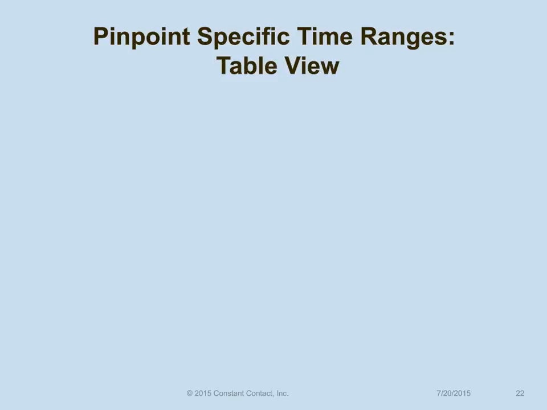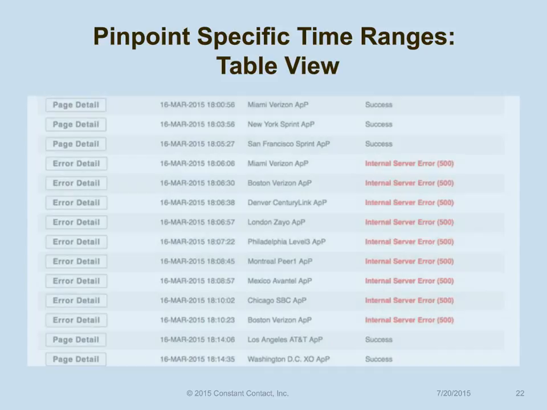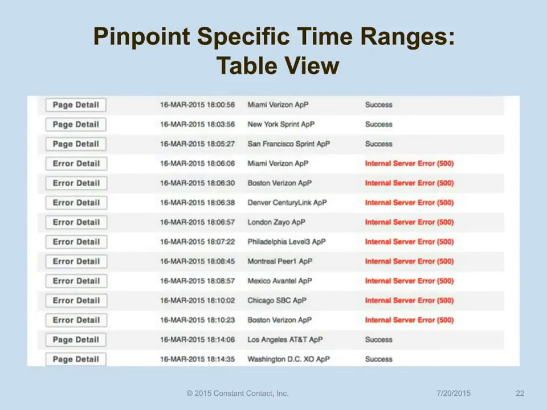We can pinpoint specific time ranges as well in a table view sorted by time. If we look at this screenshot right here, we can see that at 6:06, we received an internal server error. And that status continued up until 6:10.